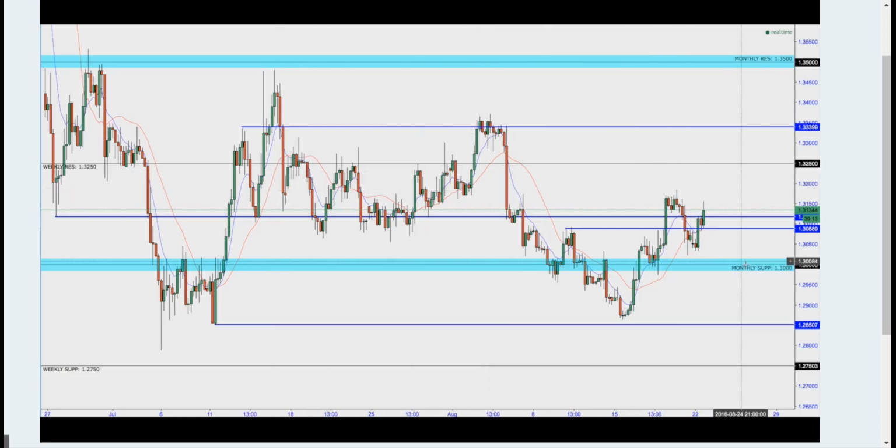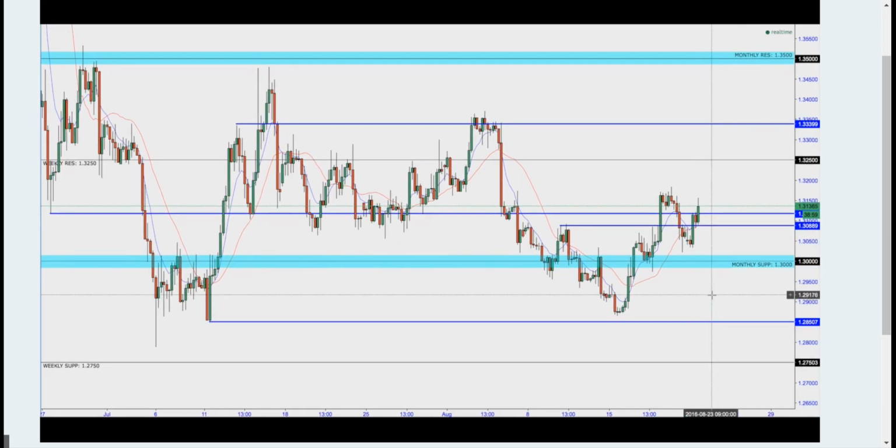So GBP USD is either going to break above that and breach it, and maybe come and test our weekly resistance over here, 1.3250, or it's going to reject the zone and maybe make new lows. Who knows? We'll see. Staying away from GBP USD at the moment because it's a little bit erratic overall.